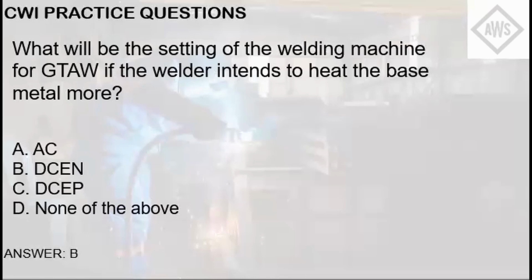So for GTAW, one thing you can remember in the CWI exam is that it is some sort of opposite of the flow of the current from SMAW, which is DCEP if you want to heat the base metal more. Basically, if you want to heat the electrode more, you need to have DCEP for GTAW. So it's kind of opposite philosophies for GTAW and SMAW in terms of the electrical characteristics of the two processes. So something to remember.